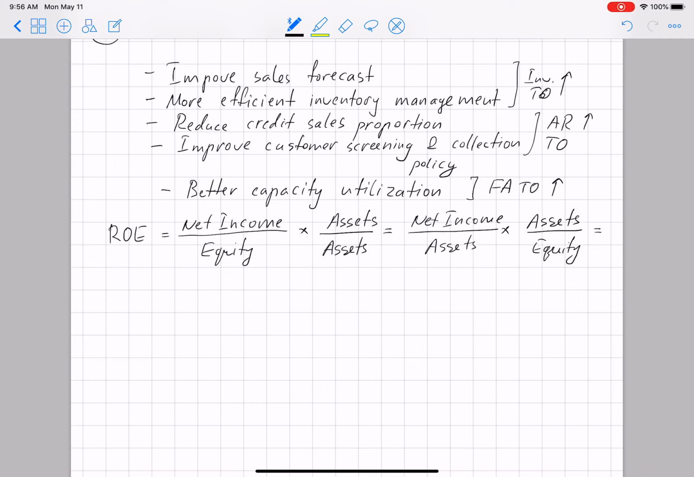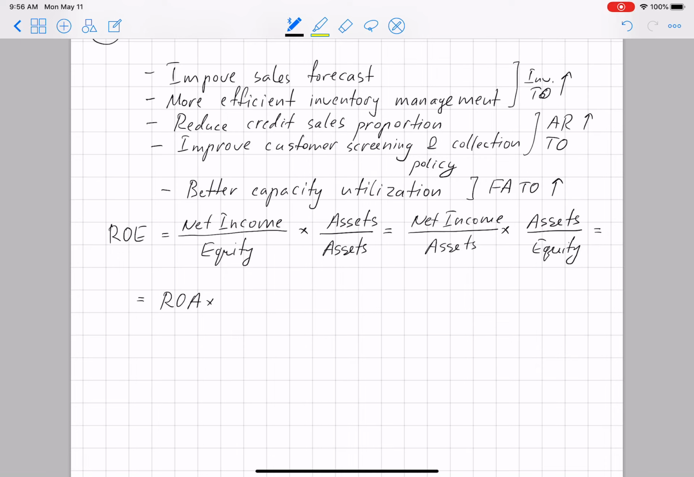Okay, so net income over assets, that's your ROA. We know that already, so that's your return on assets. And assets over equity, if you remember, it was called equity multiplier. Remember we considered those debt utilization or solvency ratios. And remember I told you that assets divided by equity is also equal to 1 plus debt over equity. We derived that result, but it's also called equity multiplier.